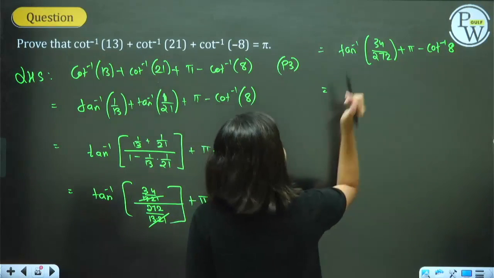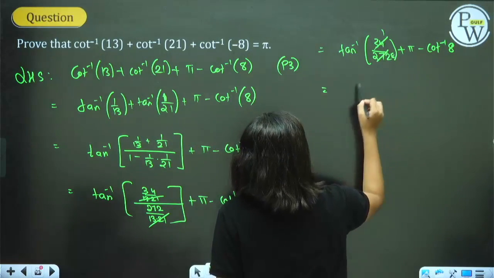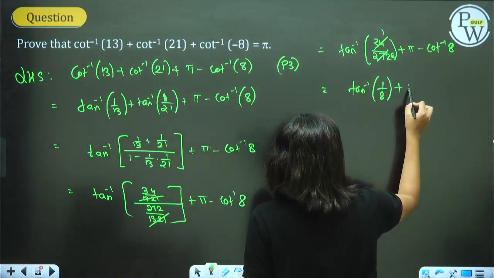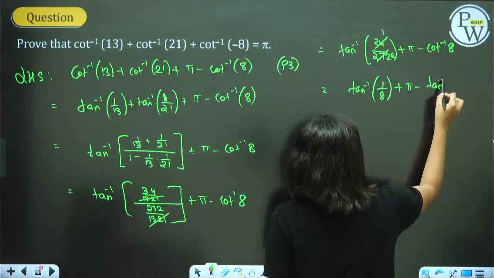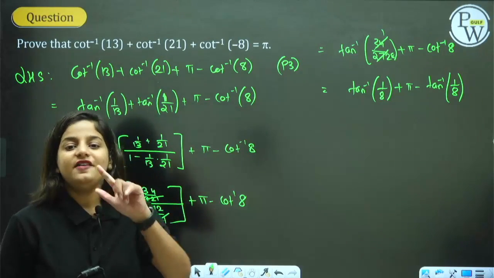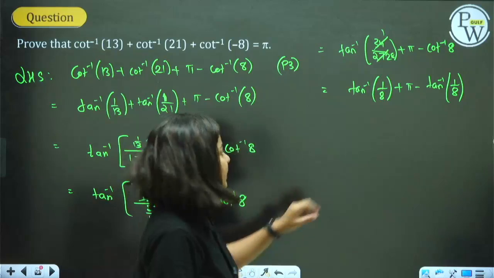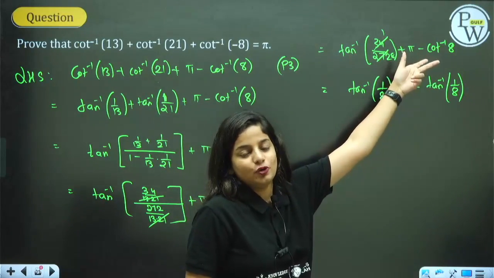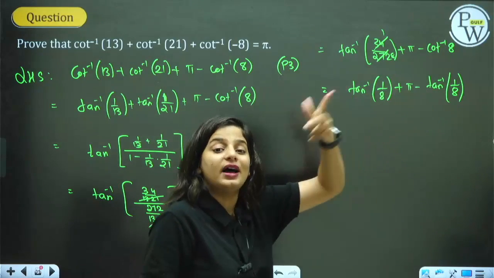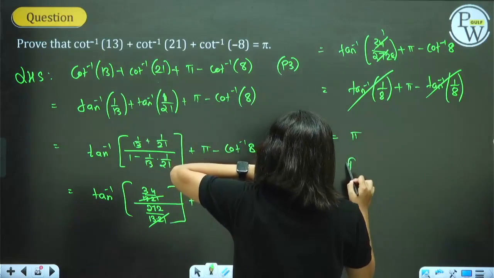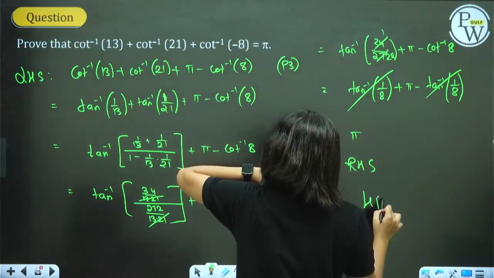Okay. 3 4 1s are 3, 4 8s are 4, tan inverse of 1 by 8 plus pi minus tan inverse of 1 by 8. The reciprocal property, the very first property. Tan inverse 1 by 8, and here it was cot inverse x. Cot inverse x can be written as tan inverse 1 by x.